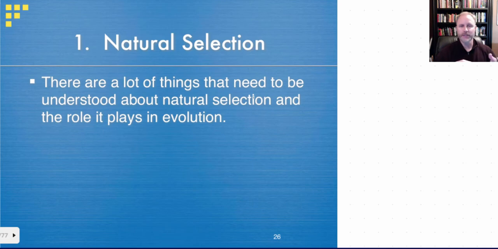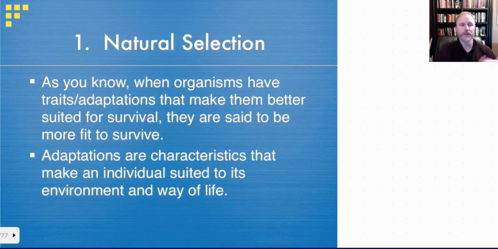So with natural selection, there are a lot of things that we have to understand that we talked about in class, and how natural selection plays a role in evolution. We talked about the organisms, the traits, the adaptations, the variation that they have. Some of this variation makes them better suited for their environment, and therefore they're more fit to survive. And we described fitness as a measure of the reproductive success of the organism.